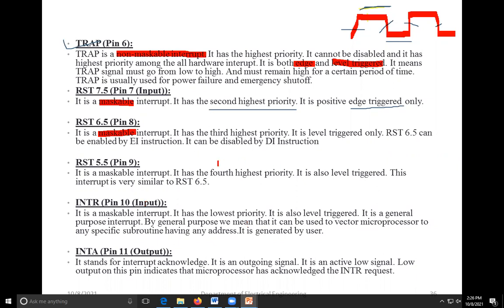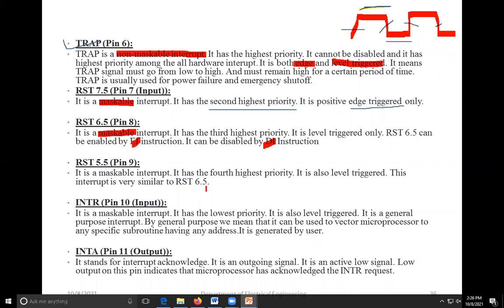Then again, which are the instructions required to enable and disable the interrupts? We are discussing this at a time about the practical. So in programming, EI is the instruction we use to enable the interrupt, and DI is the instruction we use to disable the interrupts. Next is the fourth highest priority. This is the first highest, second highest priority. This is the third highest priority. The fourth highest priority is RST 5.5.